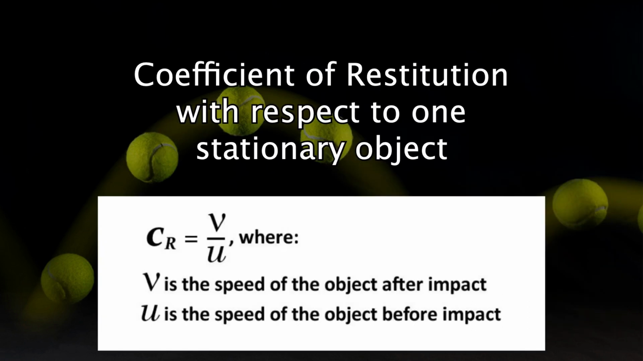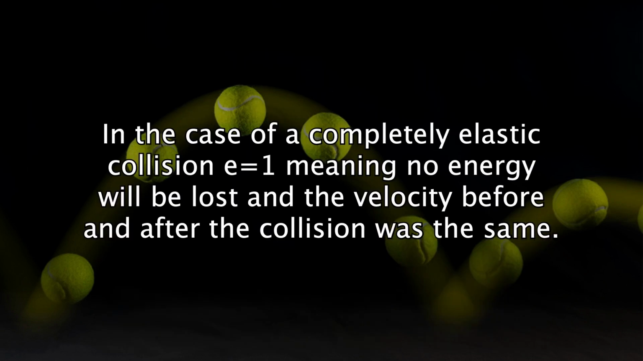See, the coefficient of restitution with one object in regards to a stationary surface is stated: coefficient of restitution equals v, which is the speed of the object after impact, divided by u, which is the speed of the object before impact. Okay, but how can this value actually be used? Do I plug it into an equation or something? No, not really. What it's useful for is determining how elastic a collision is.